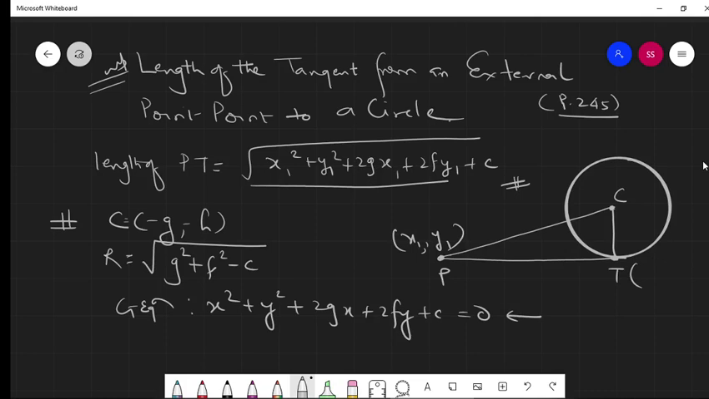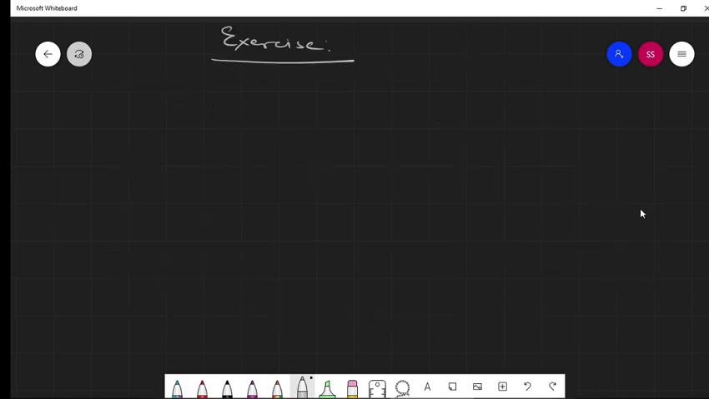If the equation of circle is x square plus y square plus 2gx plus 2fy plus c, the length of tangent from an external point x1 comma y1 can be similarly shown to be equal to the same expression. If the center is not h comma k but 0 comma 0, then it will be deducted. That will be root of x1 square plus y1 square minus a square only we will get, which is also shown in your textbook.